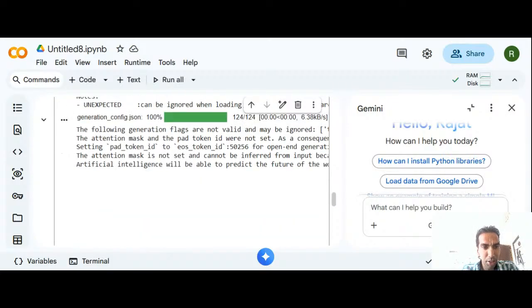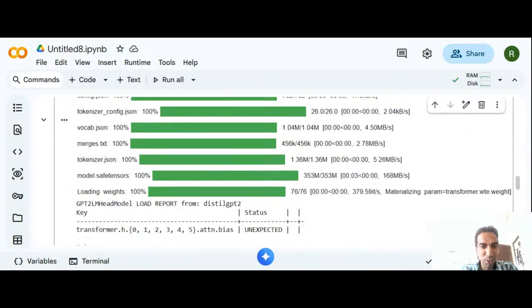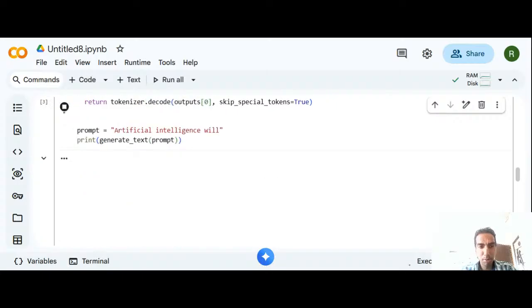You can see that it is giving the output: Artificial intelligence will be able to predict the future of the world, and it will be able to... then it is repeating again. This is because temperature is 0.7 actually. If you increase this temperature, you will have more varied output, but less correct English.